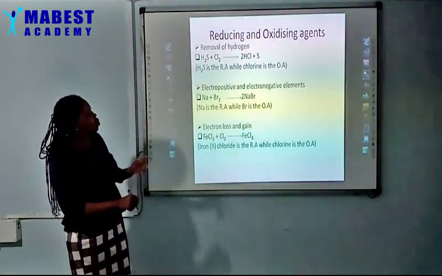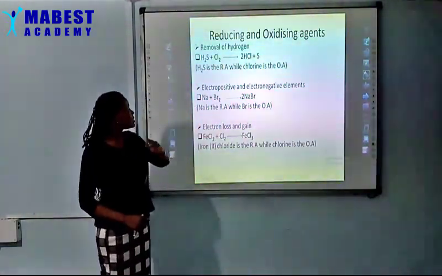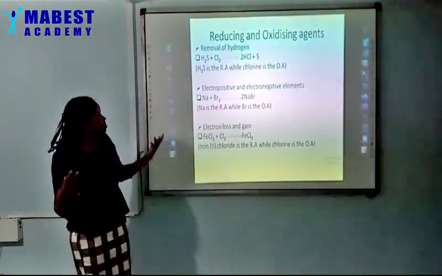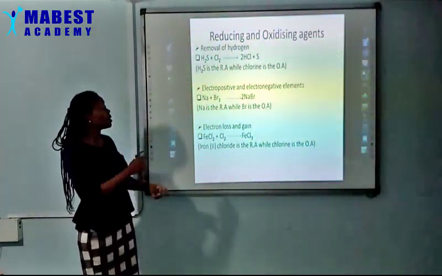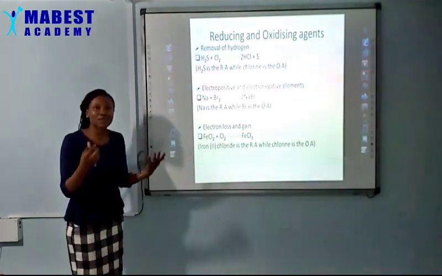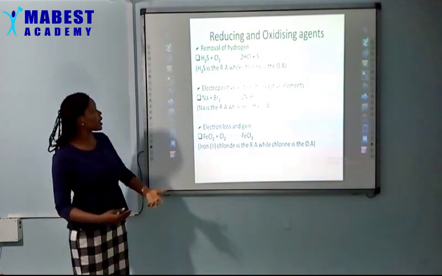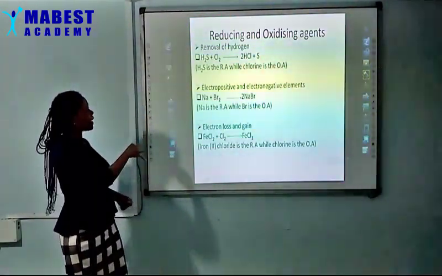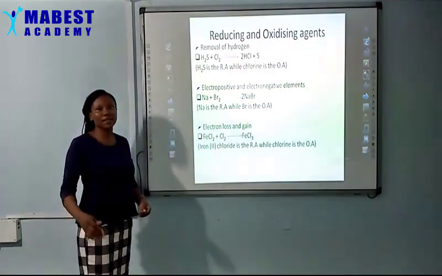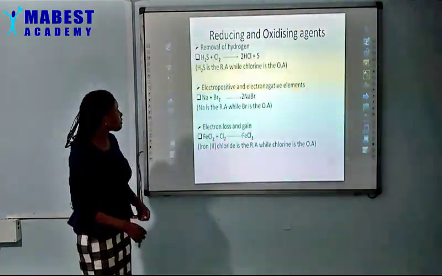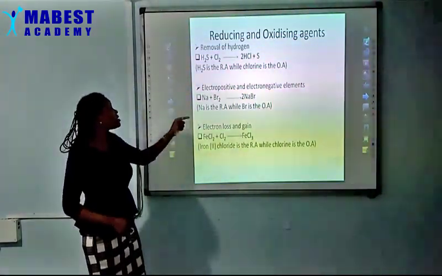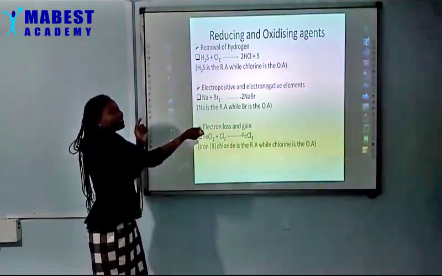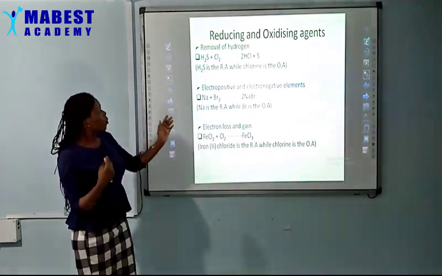Another example here is the one between electropositive and electronegative elements. Like I told you, once you check out for hydrogen and oxygen, you just move straight to either positive or negative elements. Reaction between sodium and bromine to form sodium bromide. There's no hydrogen here, there's no oxygen. What do I look out for? The electronegativity of the elements. Sodium reacting with bromine to form sodium bromide. Sodium there is an electropositive element, while bromine is an electronegative element. So you can see that sodium is the reducing agent. Why? Because by the time it got to the product side, it had lost the electronegative element, while bromine remains the oxidizing agent.